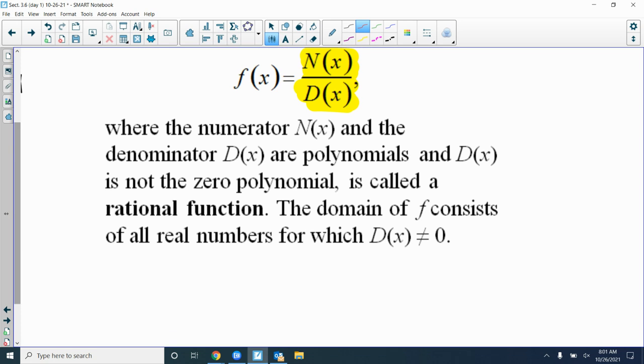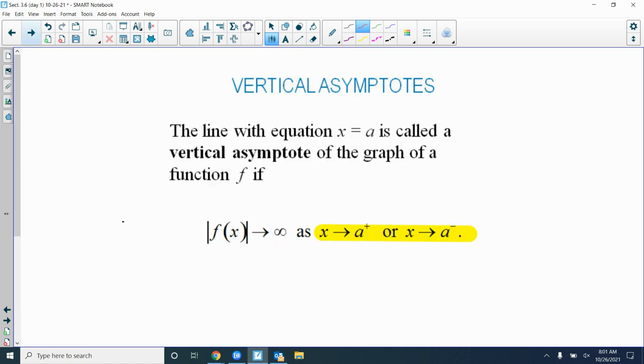The domain of f consists of the real numbers for which d of x doesn't equal 0. It goes back to you can never divide by 0. So that's still in play.